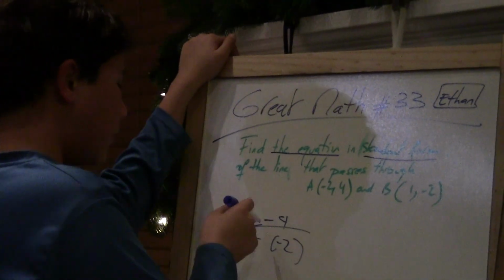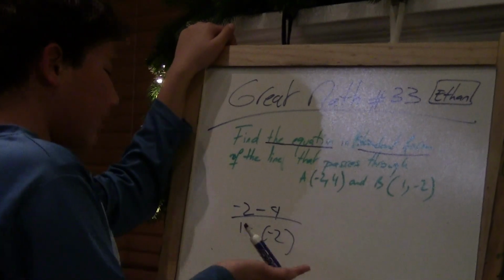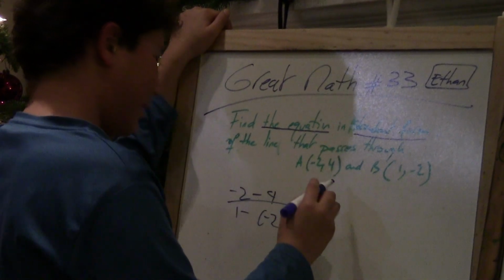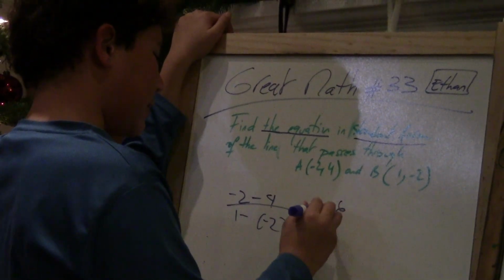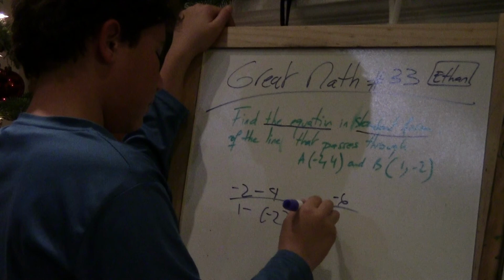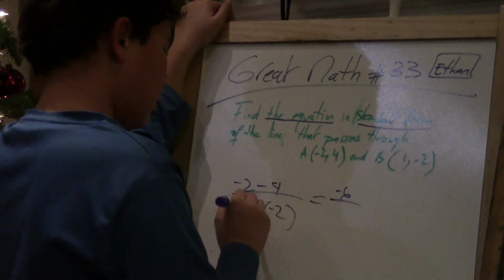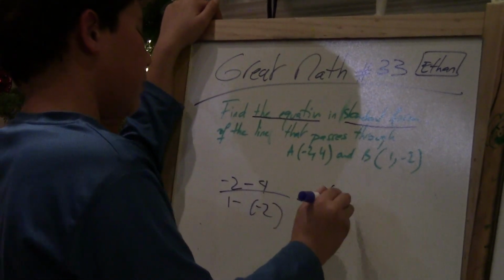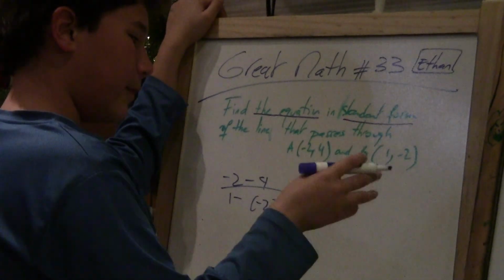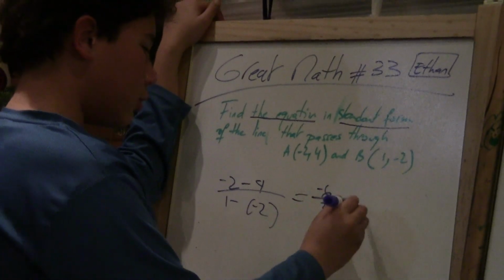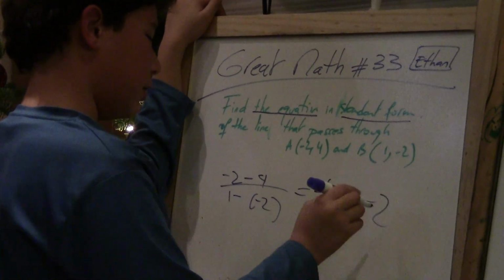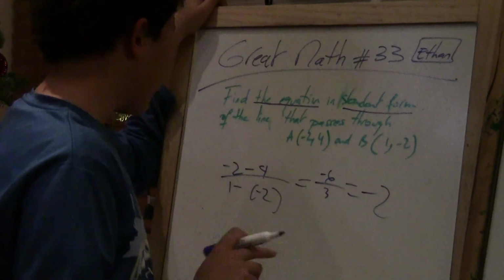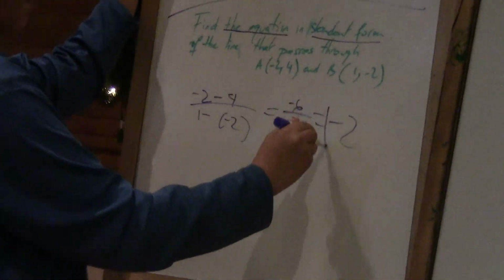Sorry about that. But anyways, there you go, a whole equation to yourself. Now you just solve it, and then -6 over, so 2 negatives equals a positive, 1 plus 2 equals 3. And this, my friends, will equal -2, because the -6 is on top, and -6 divided by 3 is -2. So now we have the slope.